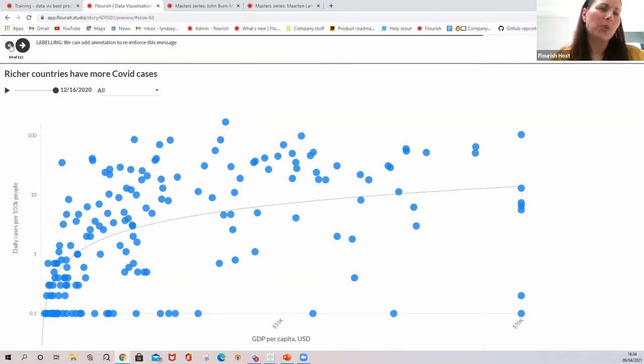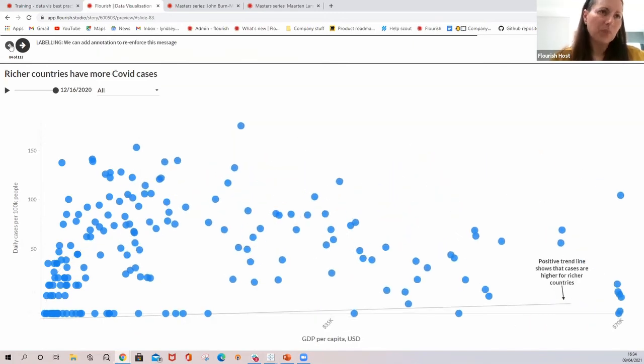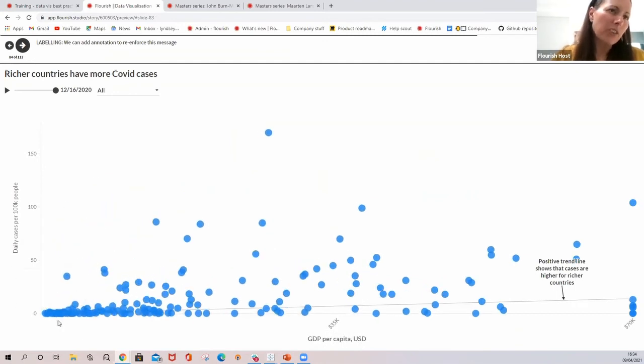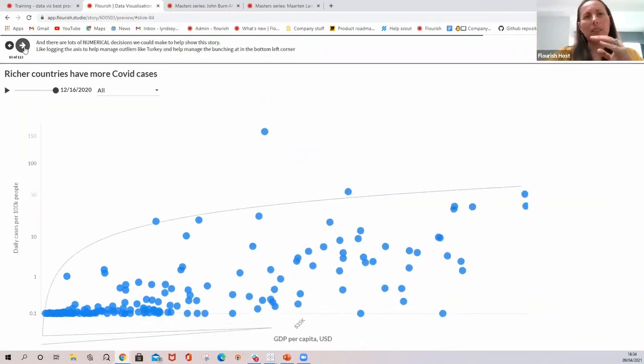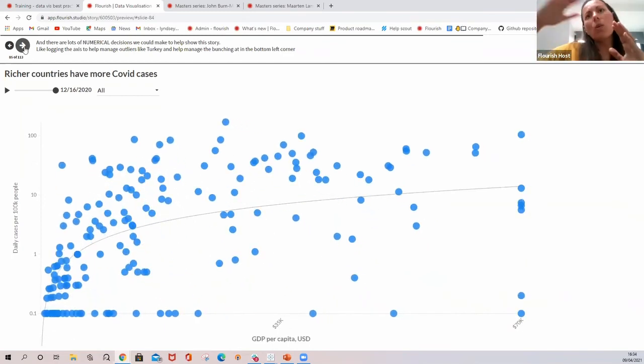So if I just go back, you'll see this. There's loads of bunching of countries down here. And then this is Turkey, an outlier, which is causing a lot of white space up here. So that is one decision you could make. You log the axis, and this compresses the axis because a log scale makes the relationship tighter.